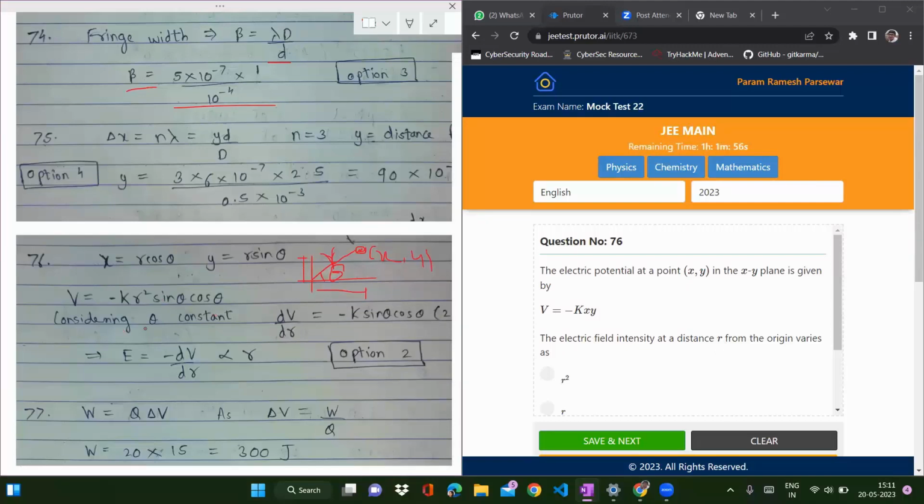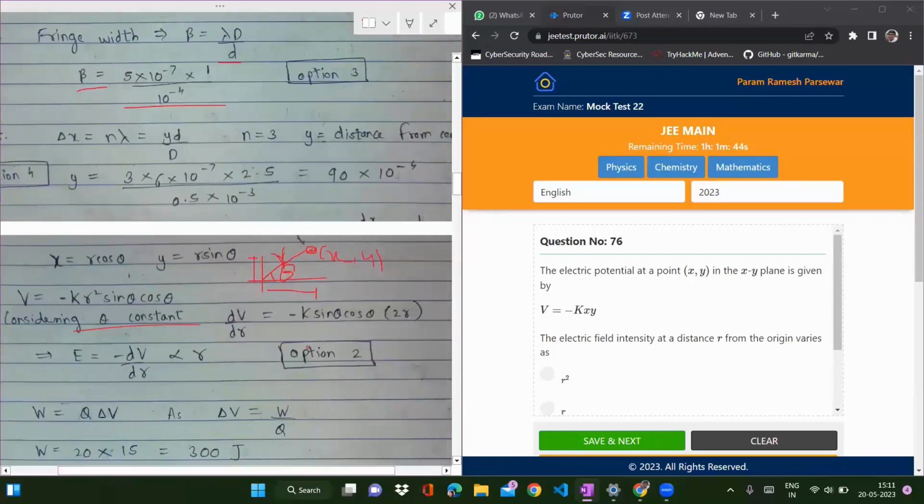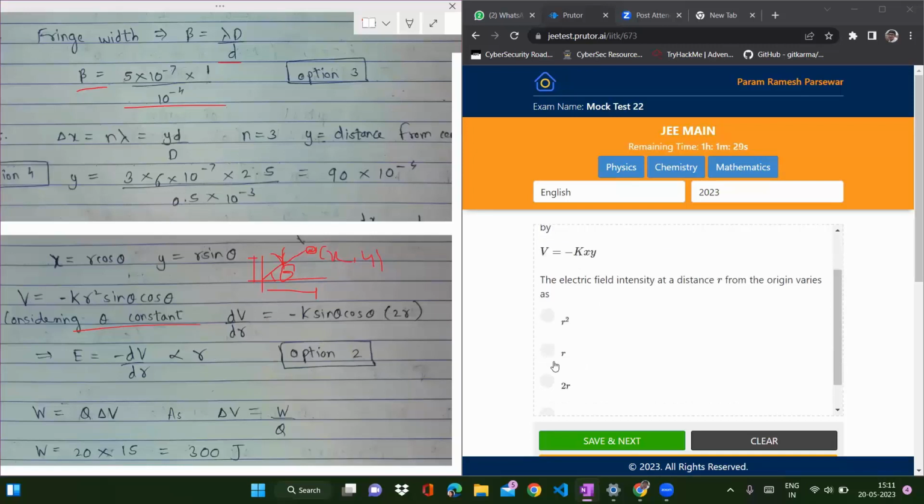So we will assume theta to be constant and differentiate with respect to r, which comes out to minus k sin theta cos theta into 2 times r. But as we know, theta is constant, so the electric field, which is nothing but minus dV by dr, where V is the potential, will be proportional to r from this relation. So option number 2 is the correct answer.